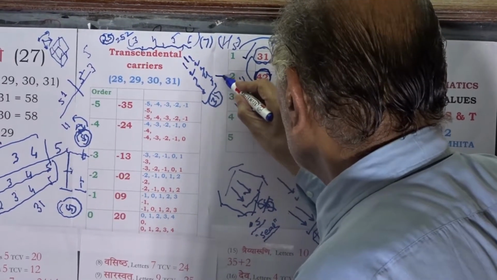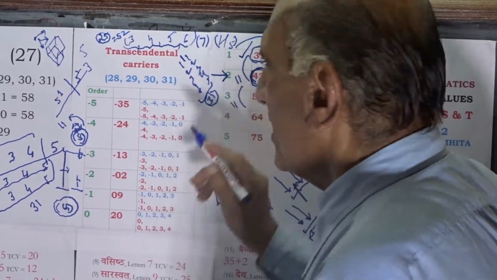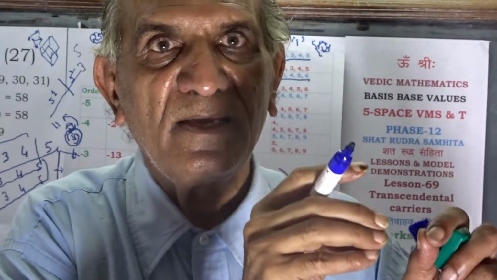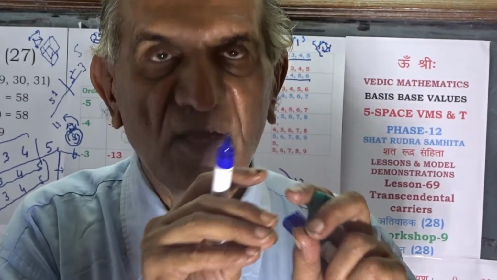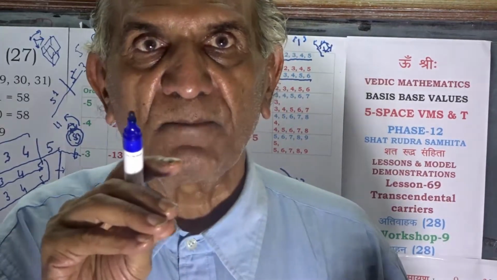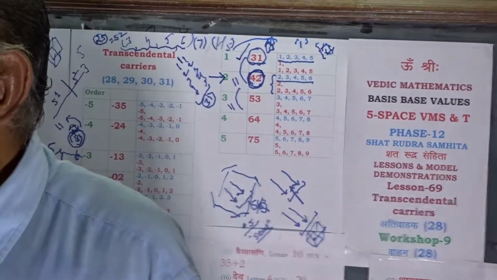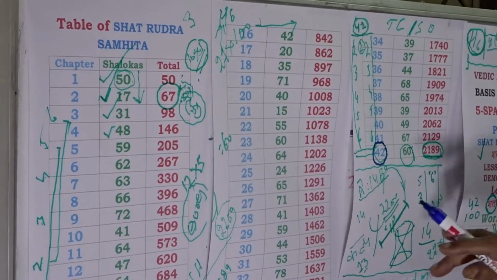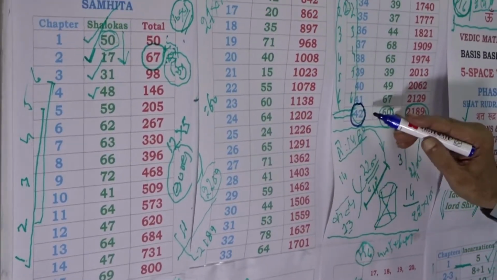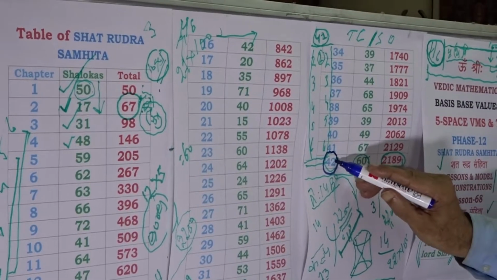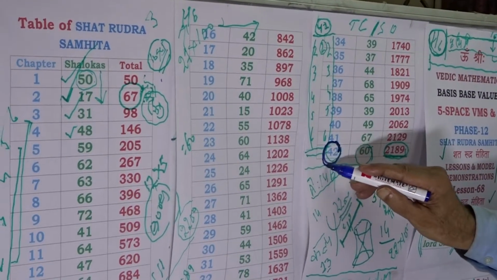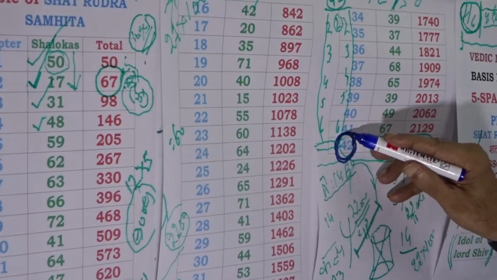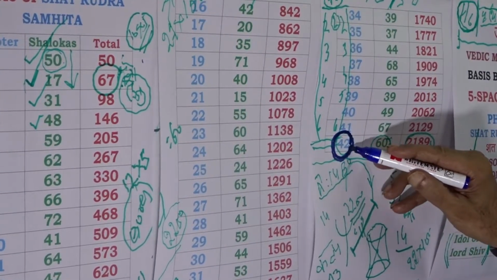As such, this Shatrudra Samhita is the Samhita which is availing transcendental carriers of spatial order. Now, this organization of Shatrudra Samhita as 42 lessons is an organization of Sthapatya miring rod, transcendental carriers of spatial order flowing along the Sthapatya miring rod.